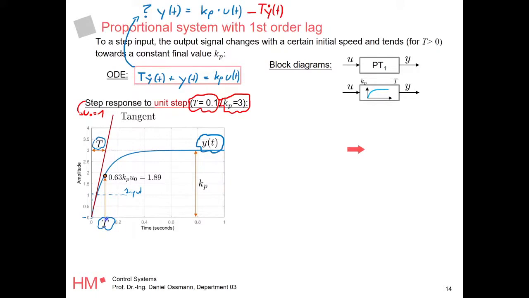Or if you like the calculation side more, you know that at 63% of the output, there will be the time constant. Meaning that the time constant for a PT1 system tells you how much time the output needs to reach 63% of the final value, right? Okay, so let's write down what we just learned.